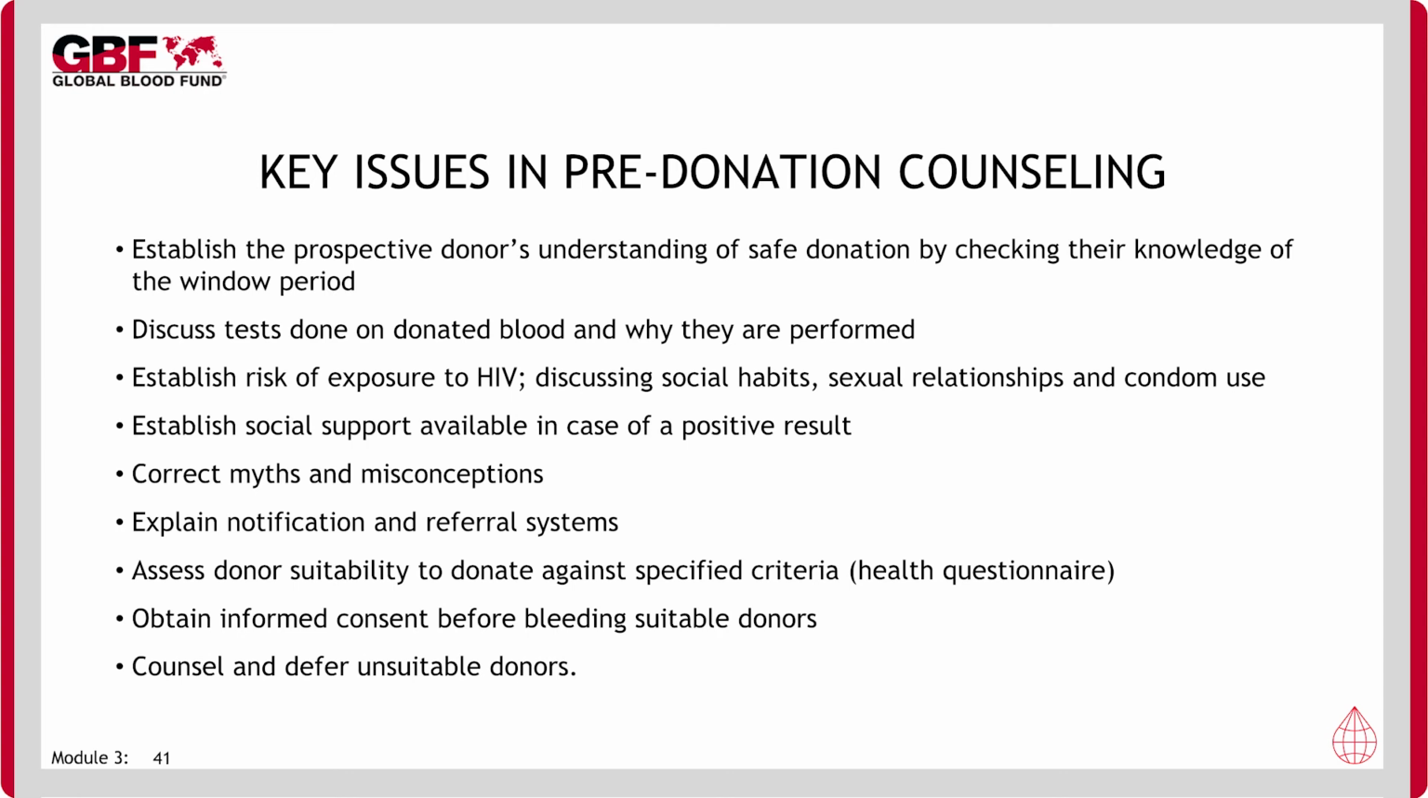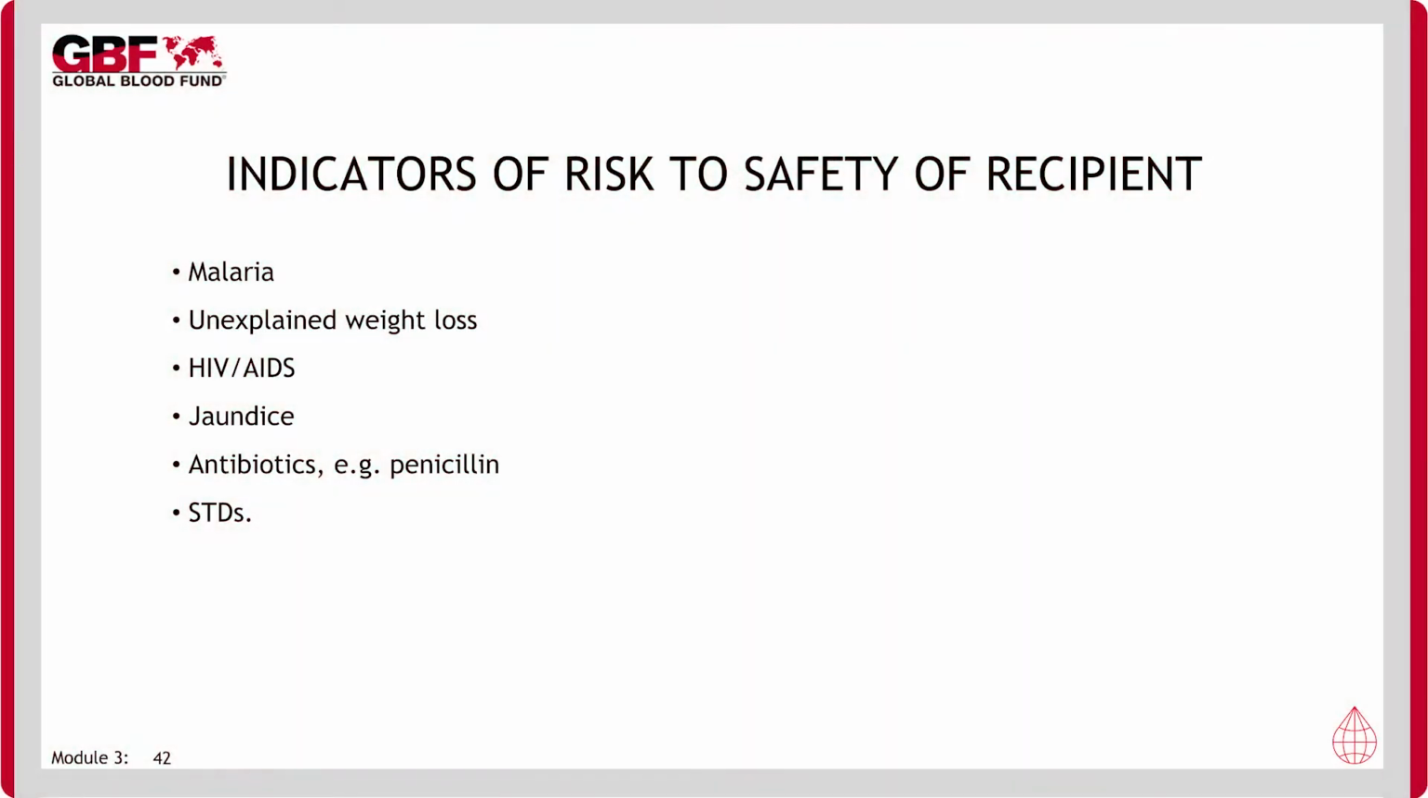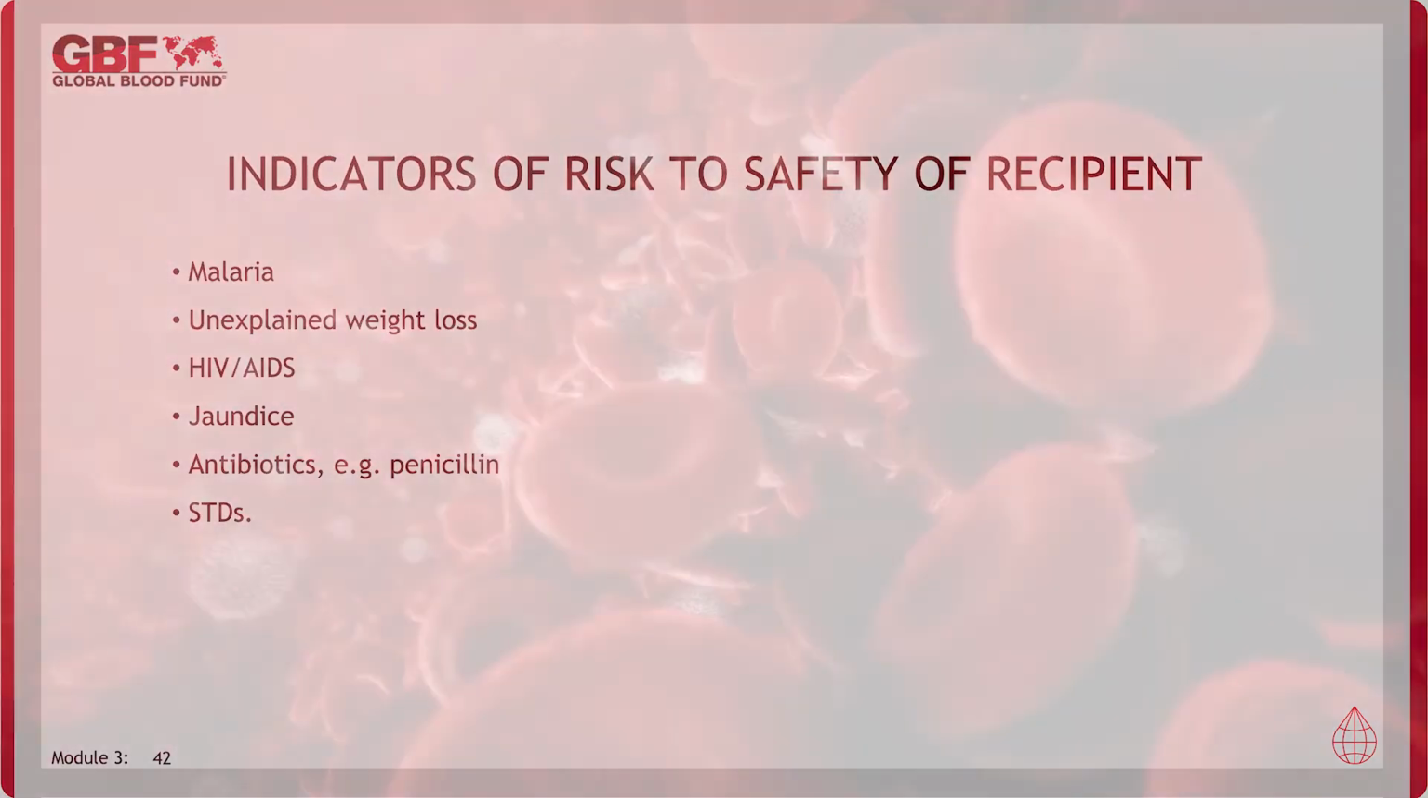Explain your notification and referral systems. Probe for and be sure to correct any myths and misconceptions on the part of the donor. Finally, you must obtain informed consent. In this slide are conditions and medications that could indicate unacceptable risk to the recipient and which may definitely or possibly lead to deferral. These include malaria, HIV and AIDS, antibiotics, and unexplained weight loss.